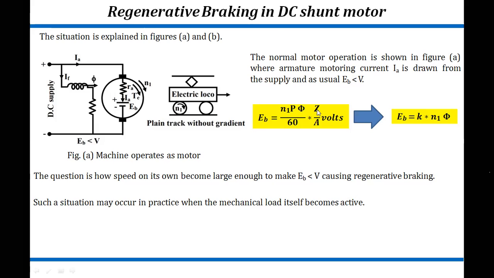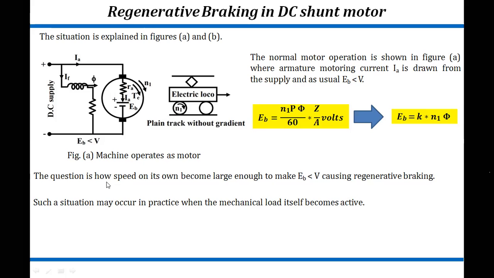So if we are having these equations, and again if you are writing in the form of constant term, EB equal to K into N1 phi, we are taking K is nothing but equal to P into Z upon 60A. We have seen this concept already. These equations we have already studied. But what we are supposed to see here is how to use regenerative braking. So in normal operations, we are saying the value of back EMF is smaller as compared to the supply voltage.